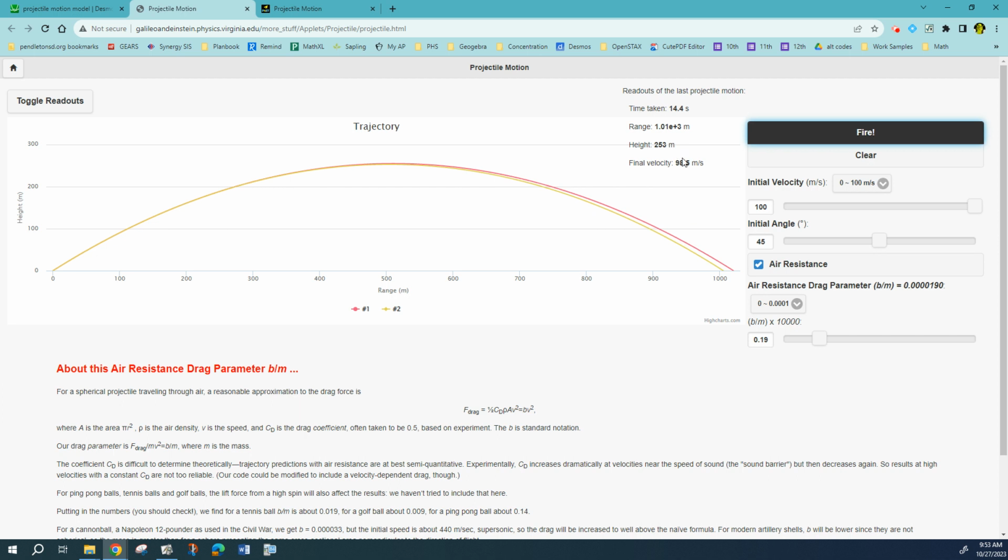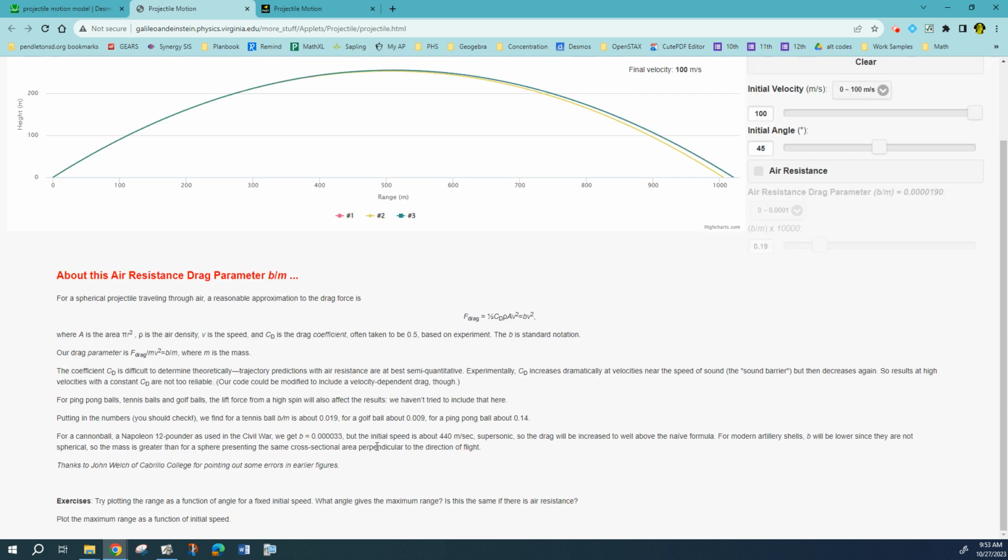Oh, you're right. There's the problem. That's what you're getting at. Thanks. So the range is a little over a kilometer, 1.01, versus 1.02. So it's about 100 meters further, right? Okay, if the air resistance gets ramped up a little bit though, so what if we did like ping pong balls?